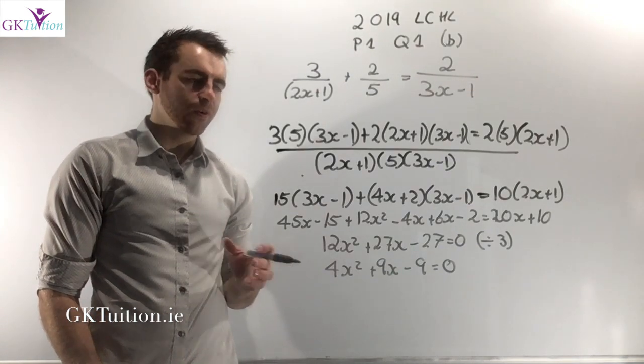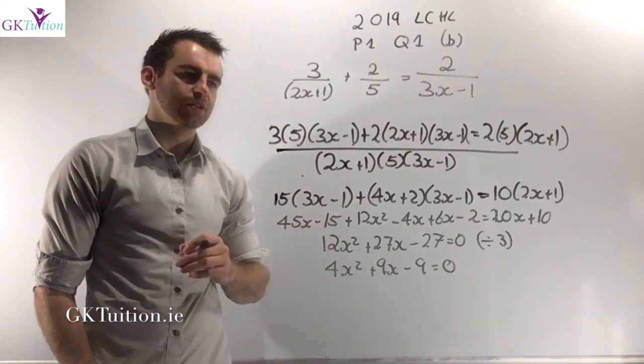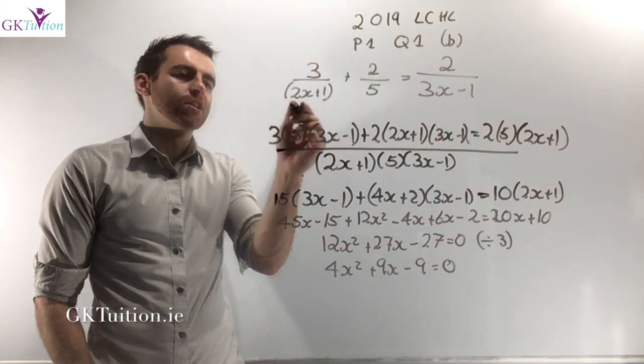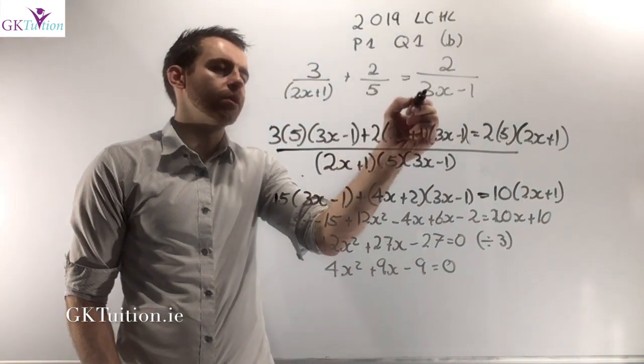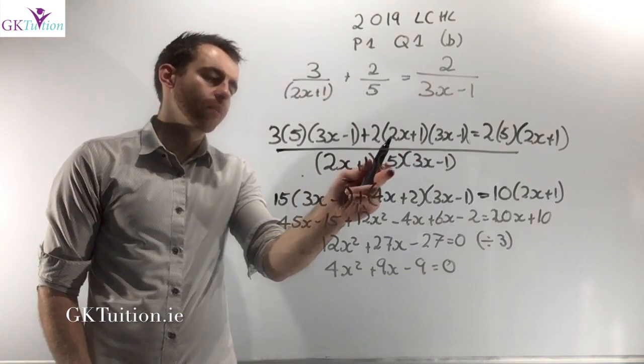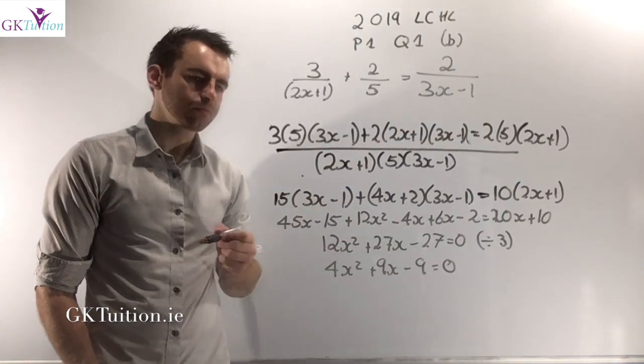Now the easiest way to find x in this case is to get a common denominator for all three fractions. So what I did here was, the easiest way to get a common denominator is you just multiply the three denominators by each other. So the common denominator is just 2x plus 1 times 5 times 3x minus 1. And we don't need to multiply that out.